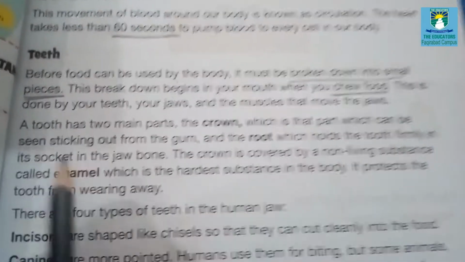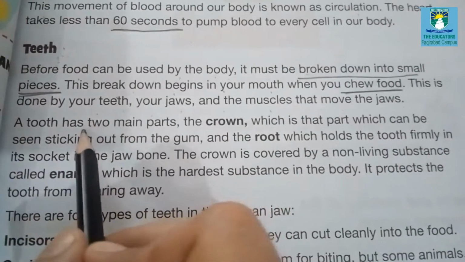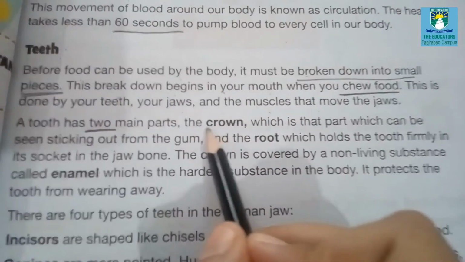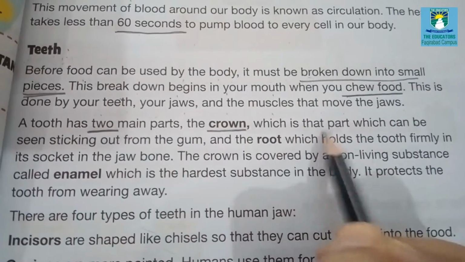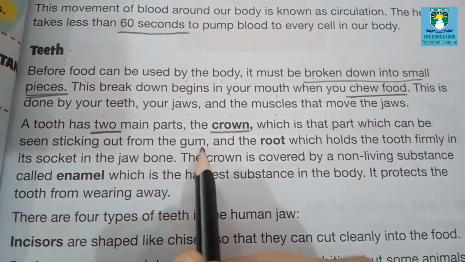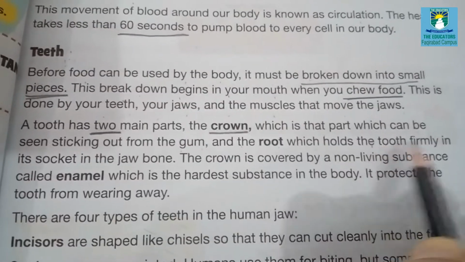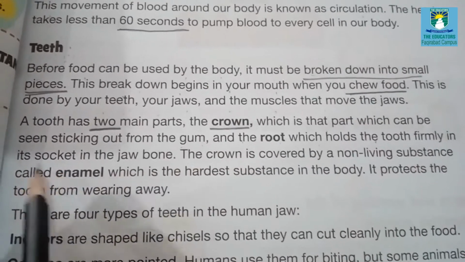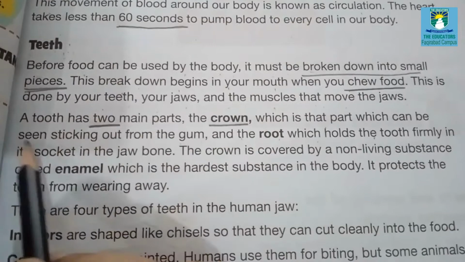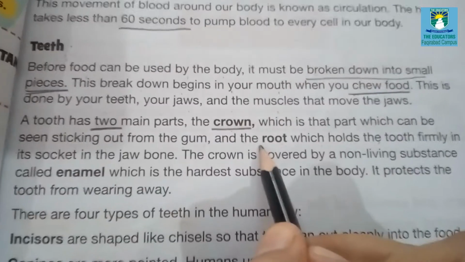Underline these lines. A tooth has 2 main parts. How many parts? 2 main parts. Underline the word 2. The first one is the crown, which is the part that can be seen sticking out from the gum, and the second is the root, which holds the tooth firmly in its socket in the jawbone.